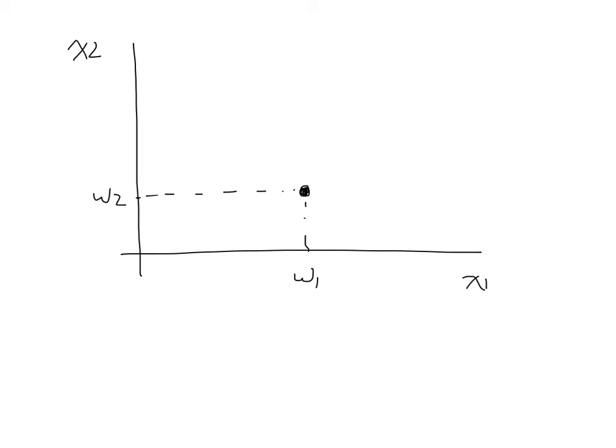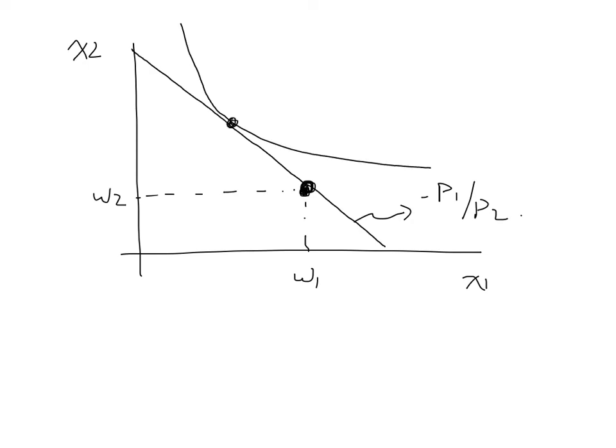We know that the budget has to go through that, and we know that it's going to have the slope minus P1 over P2. And then when we maximize utility subject to the constraint of the budget, we're going to end up with some tangency, and they will either end up being a net buyer or a net seller of x1, and they'll be the opposite of that for x2.